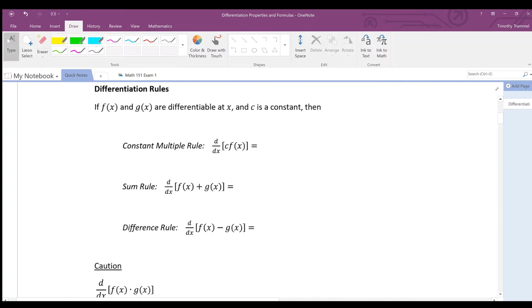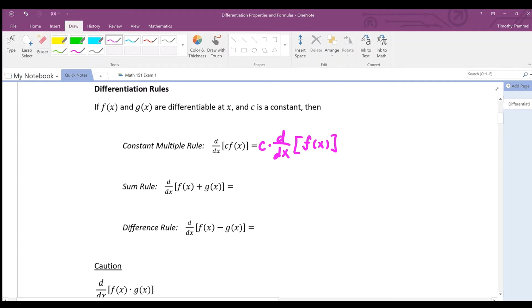Let's see one here. If we have two functions, f and g, that are differentiable at x, meaning that their derivatives exist at x, and c is a constant, then it's true that the derivative with respect to x of c times f of x is the same thing as c times the derivative with respect to x of f of x. All this means is if you have a constant times a function, you can take the derivative of the function first and then just multiply by the constant.